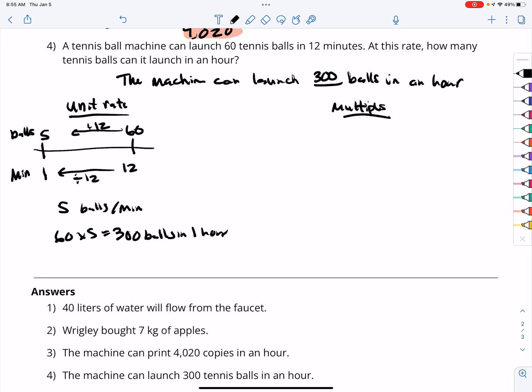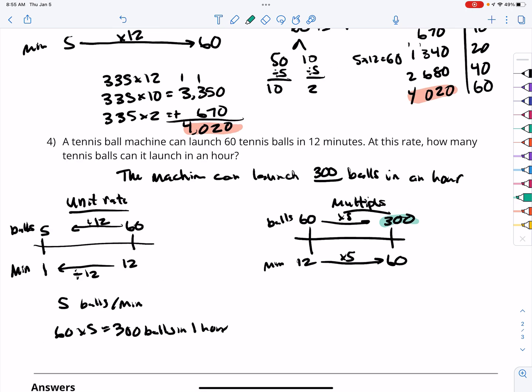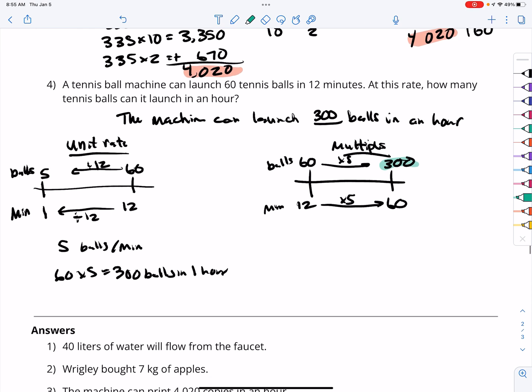And let's see if we do this with multiples. This will be set up a little bit differently, but it's still the same. Balls per minute. They tell us in 12 minutes it shoots 60 balls. 12 up to 60, we need to multiply by 5. So 60 times 5 is 300. So we do get the same calculation. It just seems a little bit easier to me because we only have to do one step. So, awesome. You can do either way, but take a moment to look and see what calculation is going to be the most efficient and the most accurate for you.